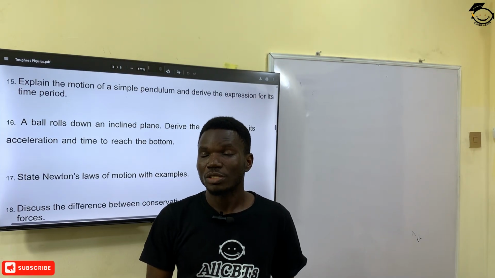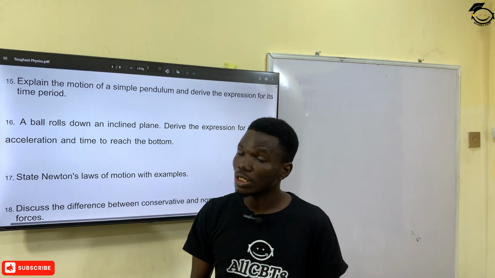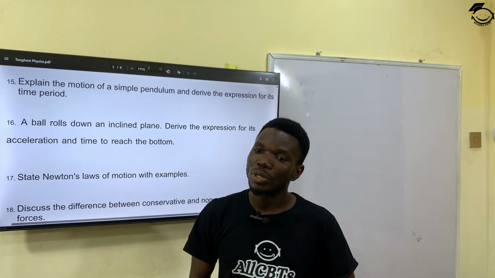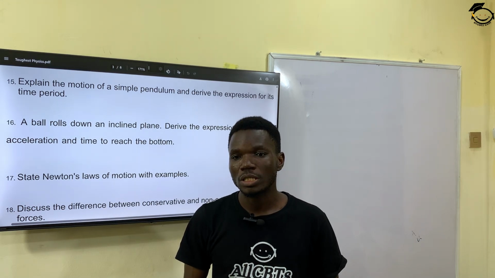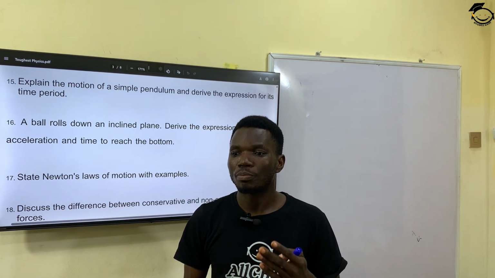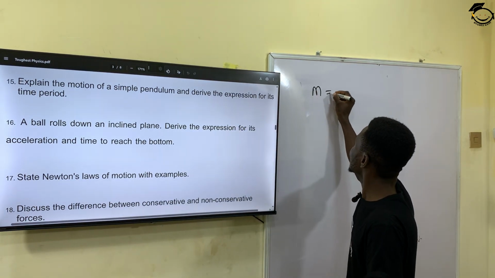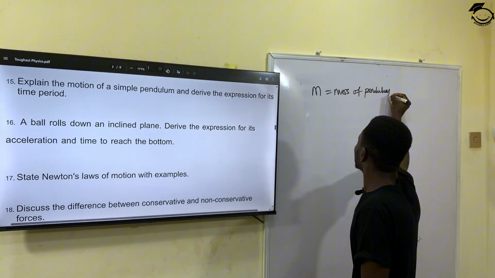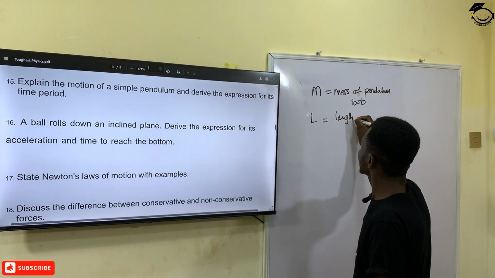So that is also question number 15, which says, explain the motion of a simple pendulum and derive the expression for its time period. So we are asked to explain the motion of a simple pendulum and then derive the expression for its time period. Now, a simple pendulum is a pendulum bob connected to a string, and the pendulum bob mass is recorded and the length of the string is also recorded. So we have M as the mass of the pendulum bob, and we have L as the length of the string.